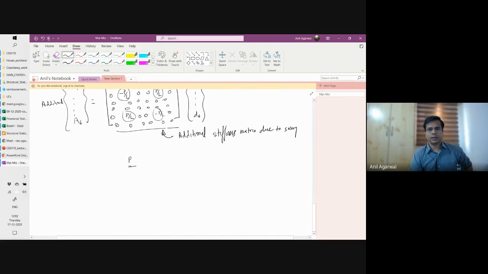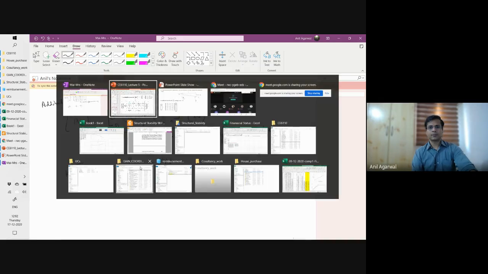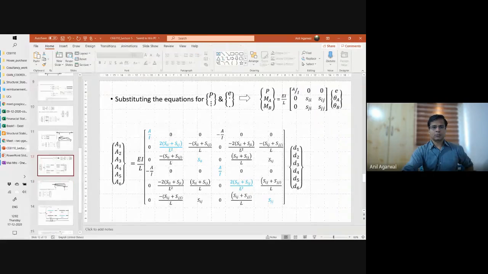So P divided by L, P was equal to how much? We discussed that K was equal to square root of P by EI. Yeah, so P is equal to K square EI divided by L. Okay. So if I do that, minus P by L will be equal to minus K square EI. I just add those terms to this stiffness matrix.